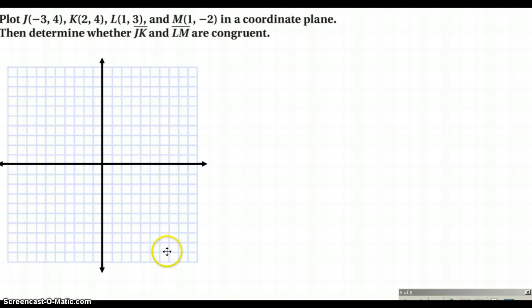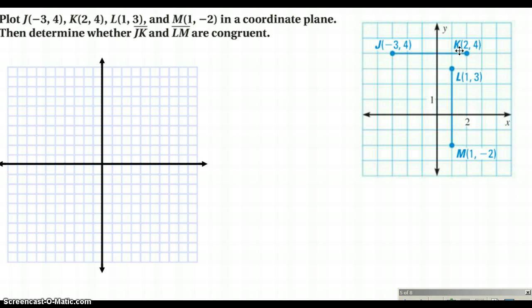Please pause the video, take a second, and complete this problem on your note sheet. Okay, hopefully you tried it without this hint. Here's how you should have plotted your points.